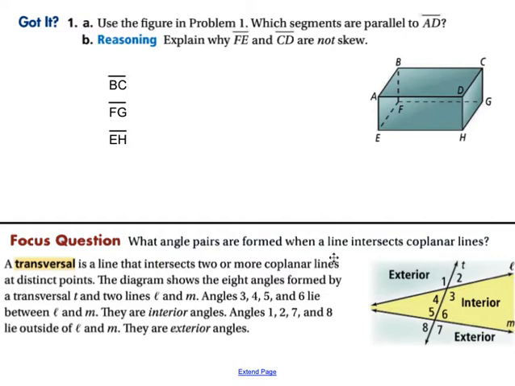What angle pairs are formed when a line intersects coplanar lines? Well, in this picture, we're going to talk about a lot of different kinds of angles.